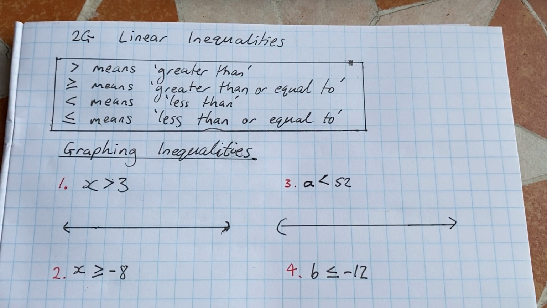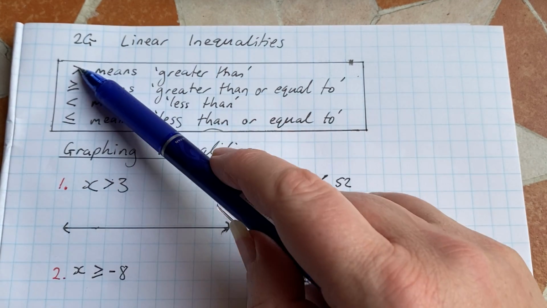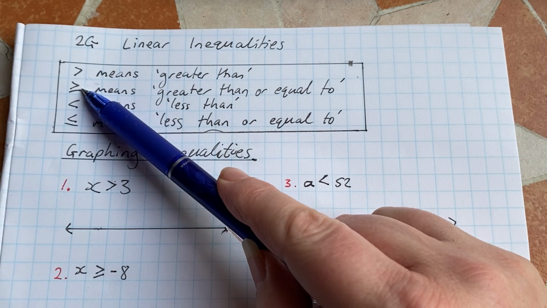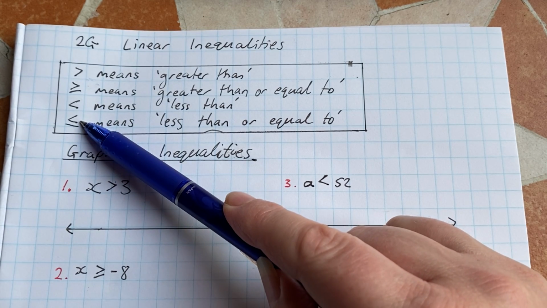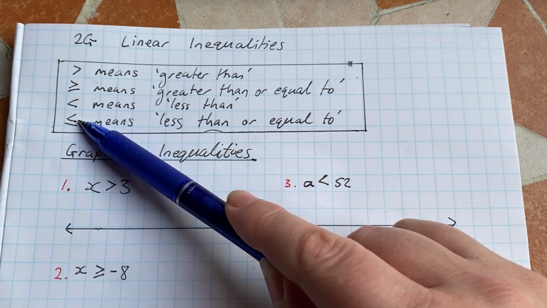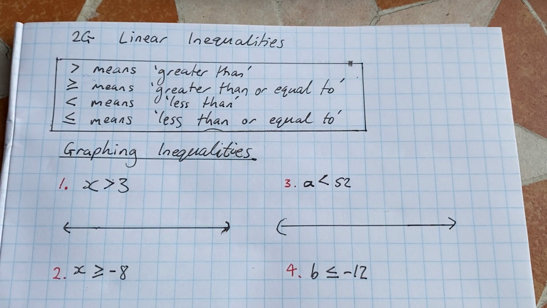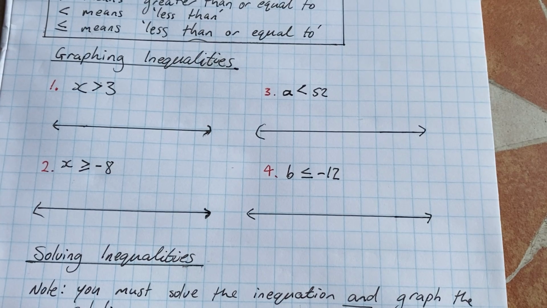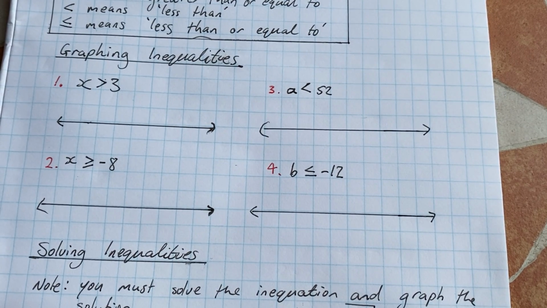Exercise 2G is about linear inequalities. Now, it's really important to know that this symbol means greater than. This one is greater than or equal to, less than, and less than or equal to. And part of the problem here is we need to actually graph our solutions. So the first thing I'm going to do is teach you how to graph the solutions.